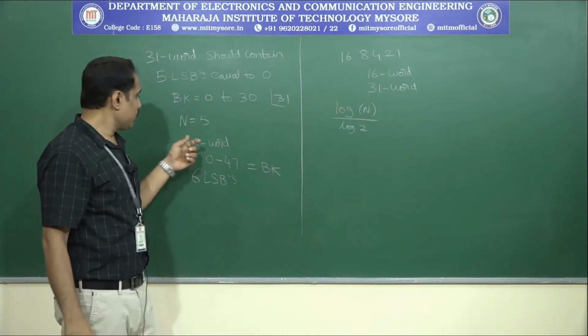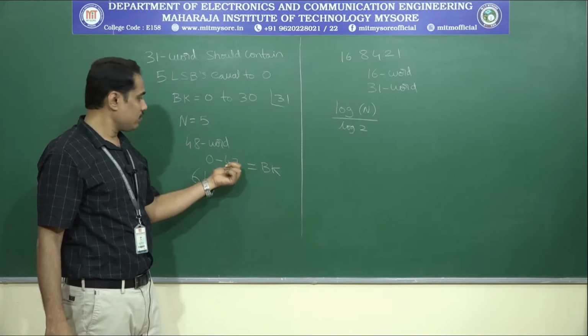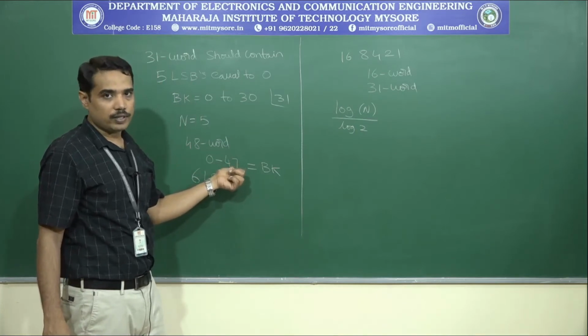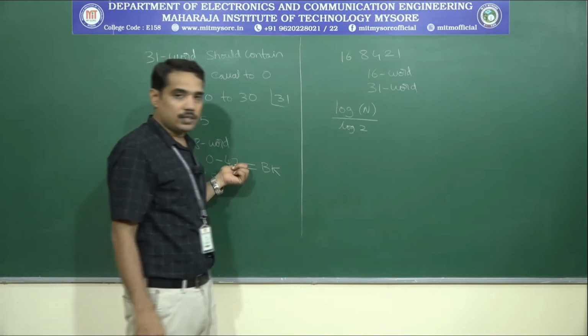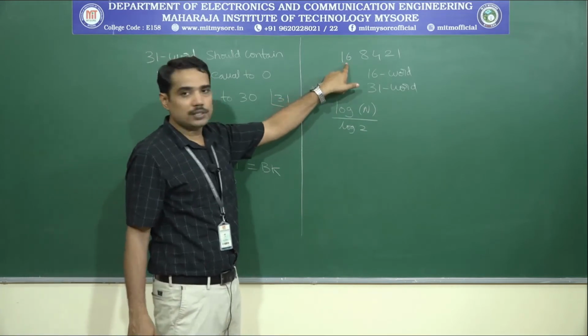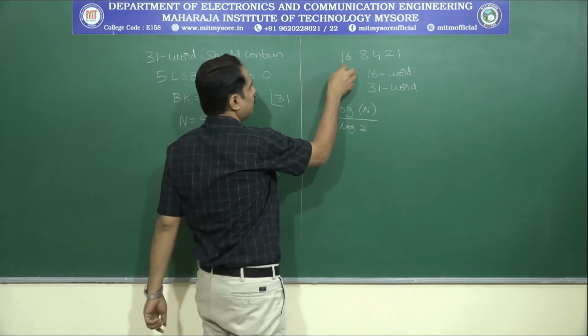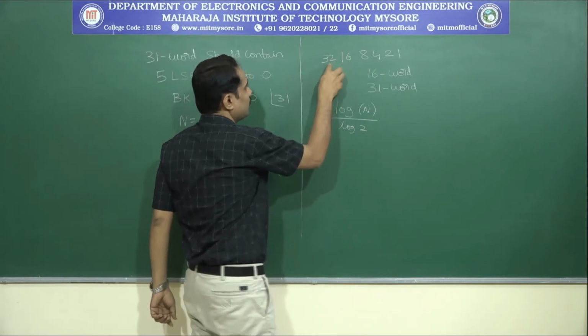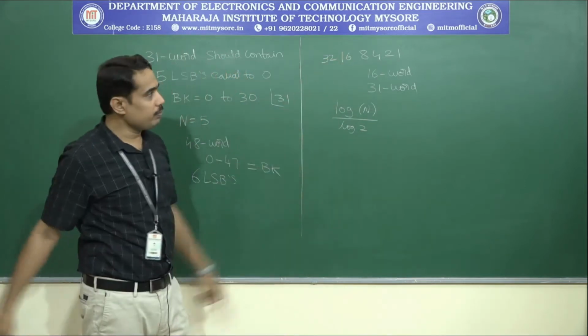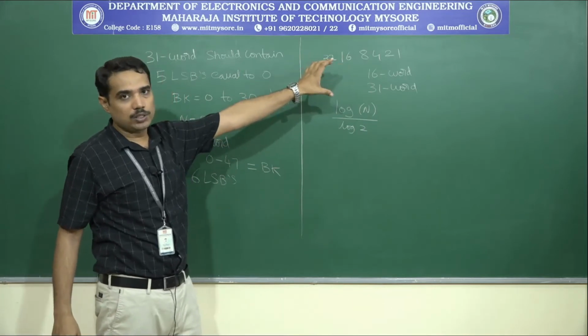Now we are having 48. We need to fix for 47. For representing 47, this code is insufficient. We need to refer to the next power of 2, that is 32, 16, 8421. That means how many bit positions are needed?